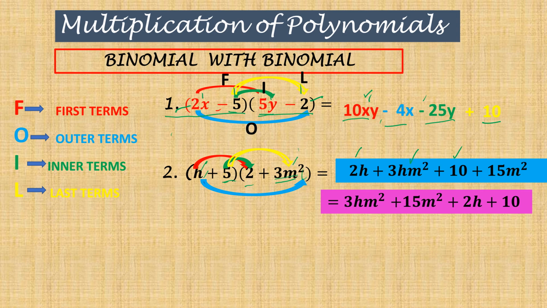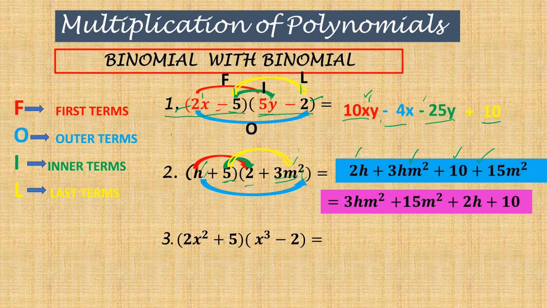Before the next example, if you are asked to arrange them in descending order, we should start from the highest exponent down to the smallest exponent down to the constant. But anyway, if your teacher will ask you to have this as your final answer, then that is still correct. So we arrange them according to exponent: 3hm squared plus 15m squared plus 2h plus 10. Okay, let us proceed to the next example.